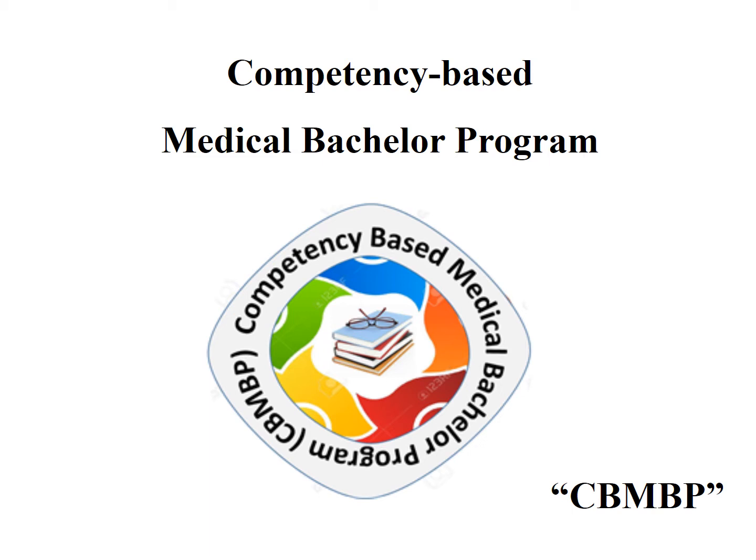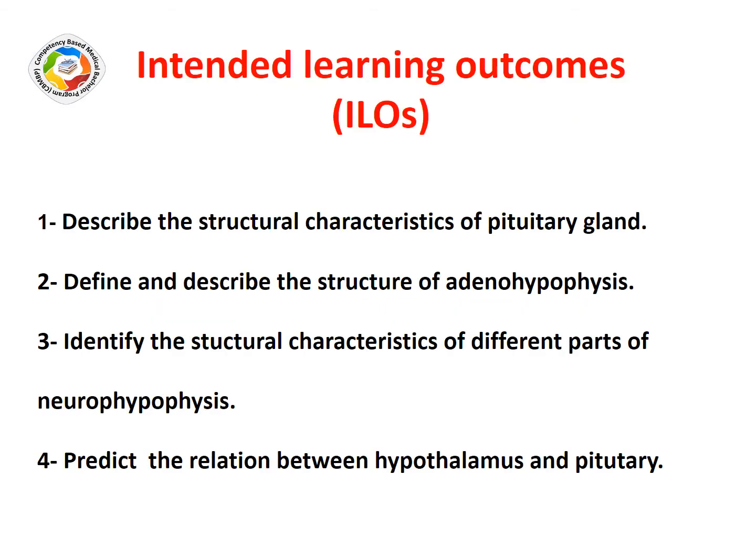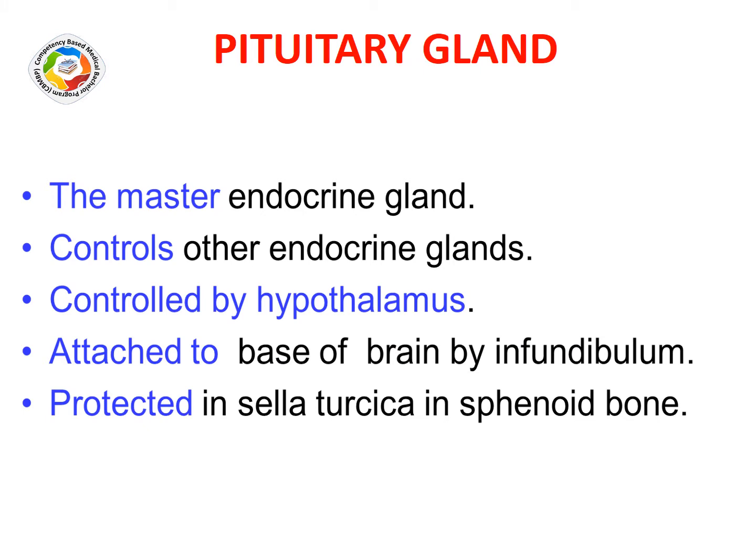Today we will discuss the histological structure of the pituitary gland. The pituitary gland is the master endocrine gland in our body. Its secretion is controlled by the hypothalamus, while it controls other endocrine glands. It is attached to the base of the brain by the infundibulum and protected in the sella turcica of the sphenoid bone.